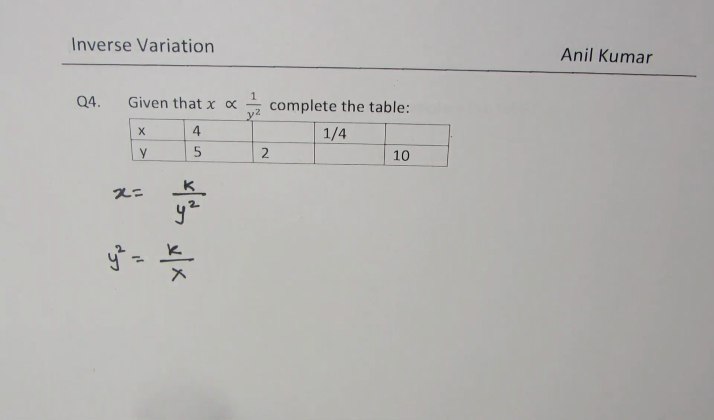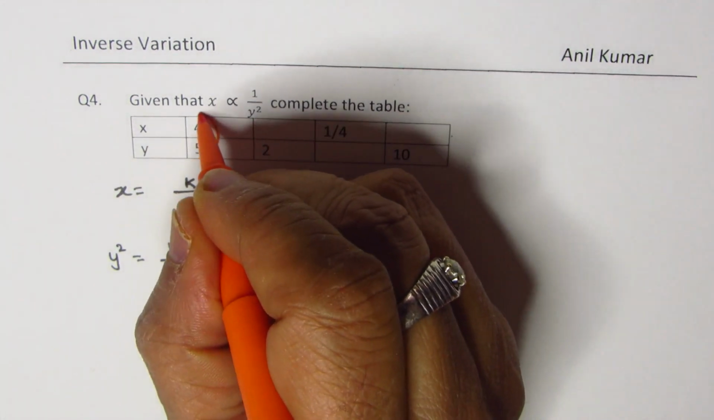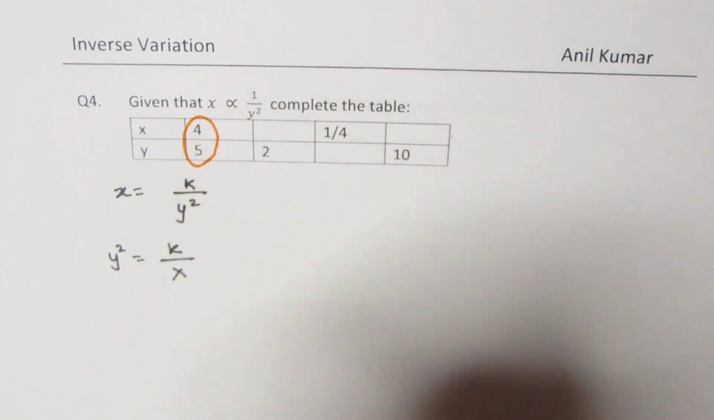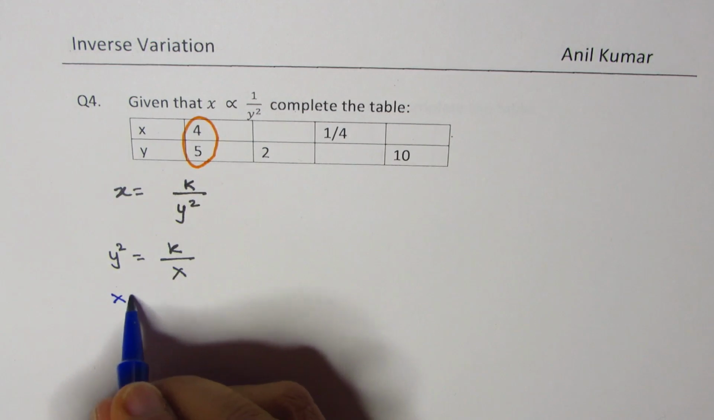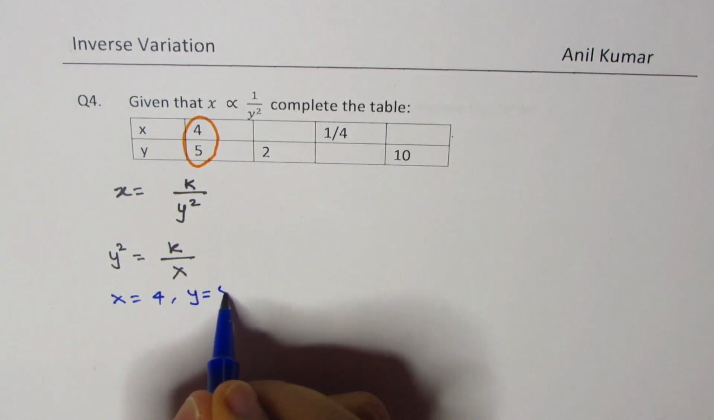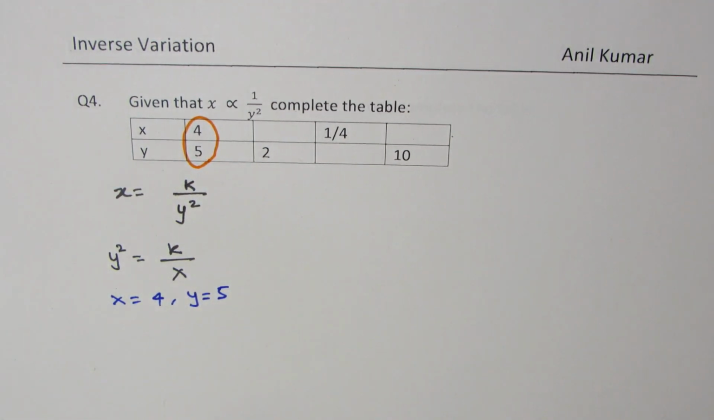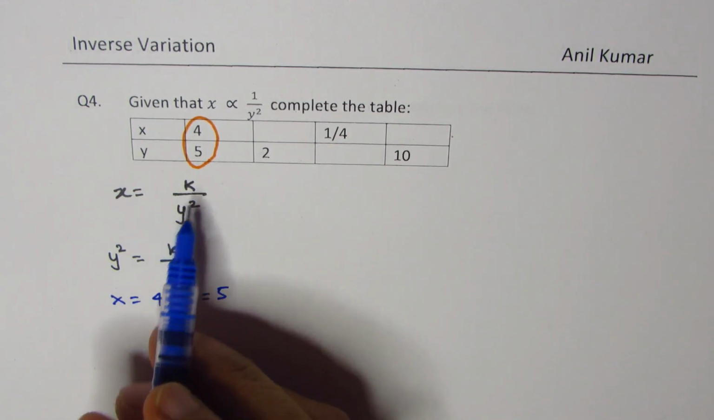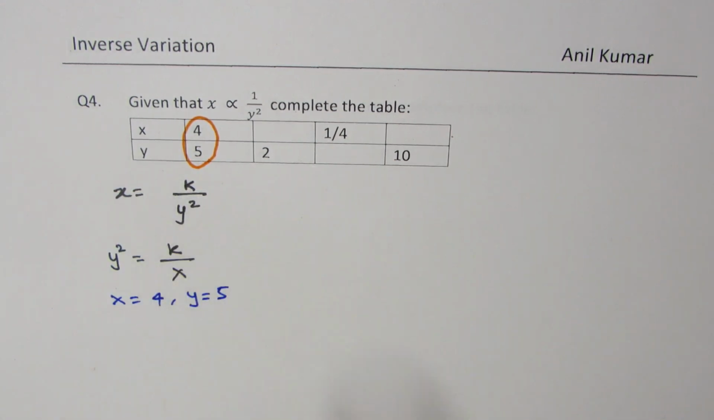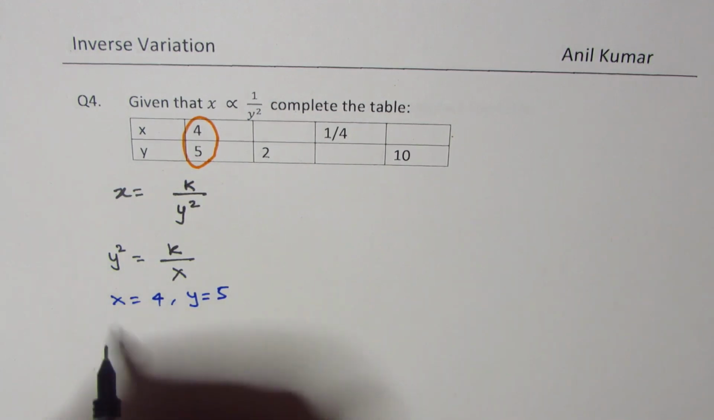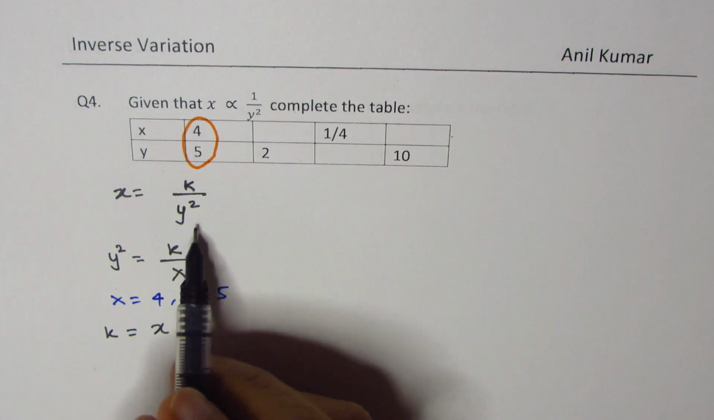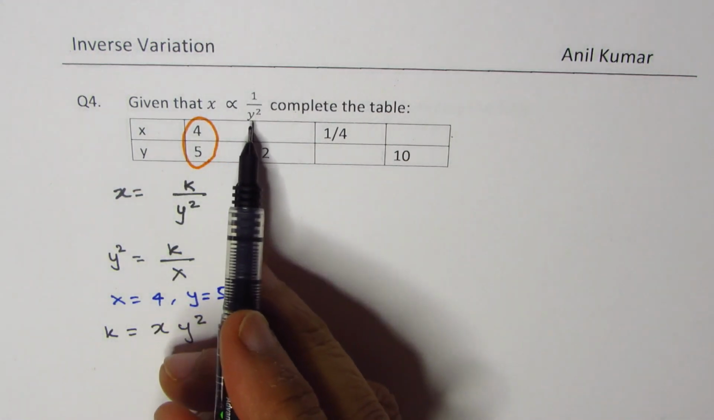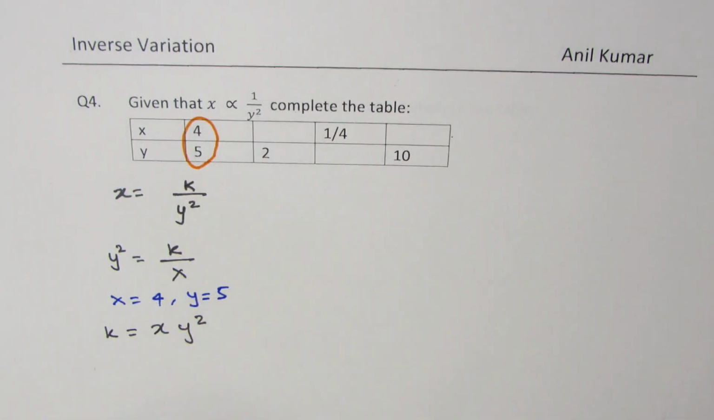But the idea here is to first find the value of k. You can find the value of k from one set of values, 4 and 5. So we are given that x equals 4, y equals 5. Using this, we can find what k is. You will notice that in inversely proportional relations, k is basically the product of x and y square in this case, right? So whatever it is inversely proportional to, that product is constant.